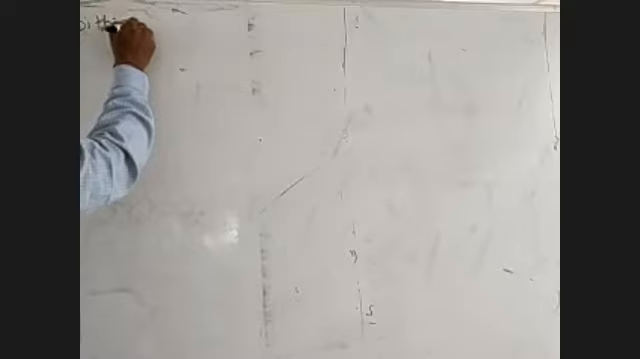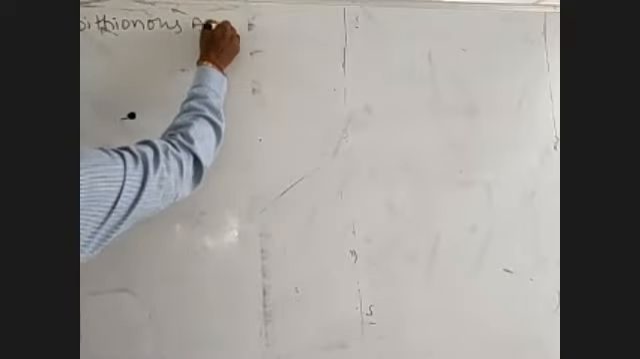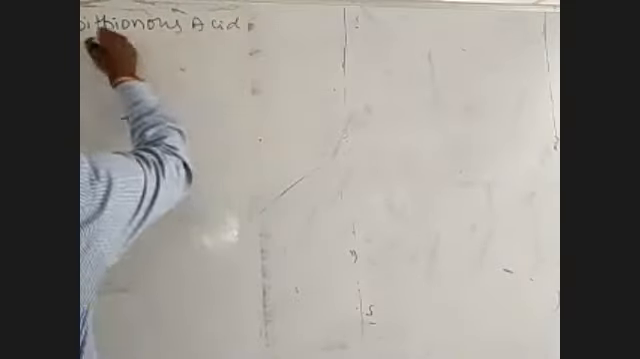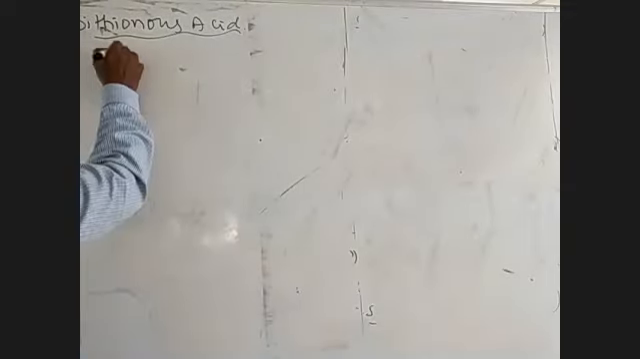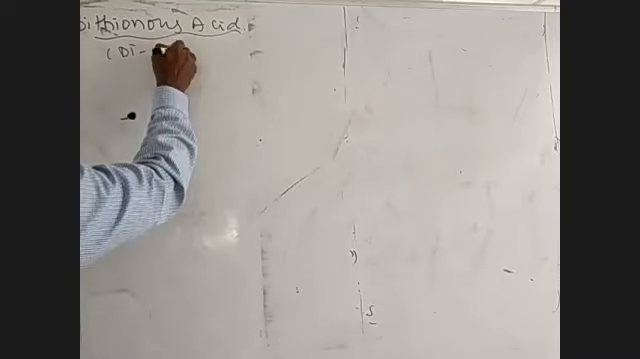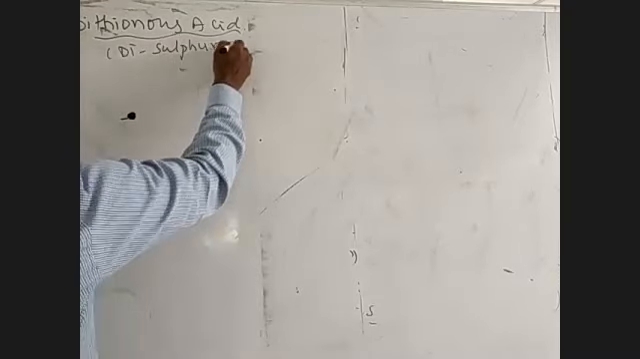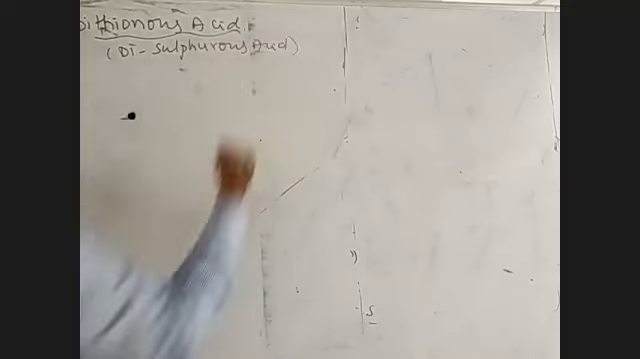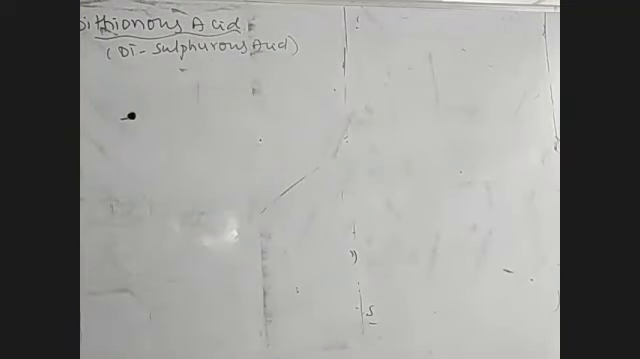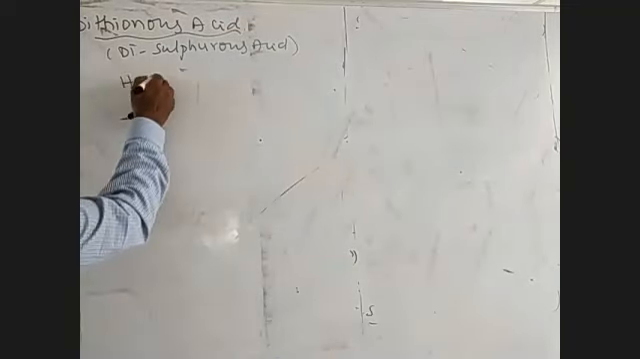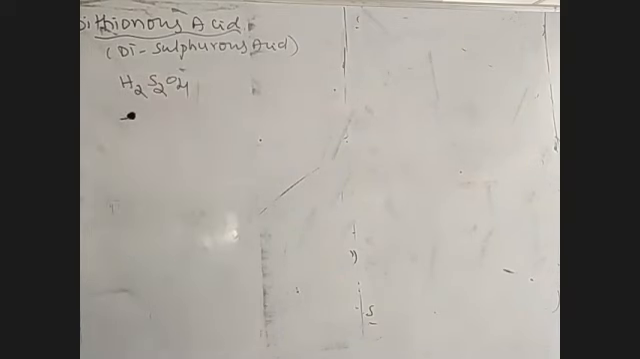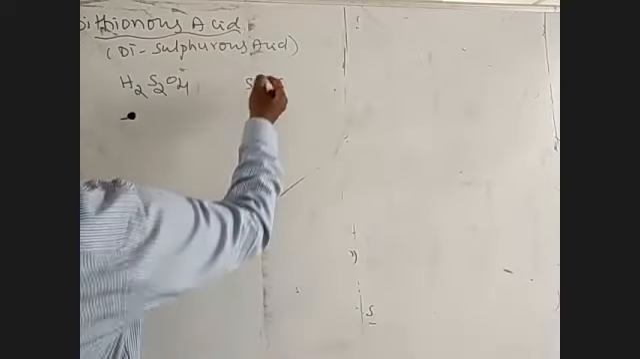Okay, in the acid series, another compound is called dithionous acid. The dithionous acid is also called disulfurous acid. In the disulfurous acid, having the formula H2S2O4, S and S single bonds exist.